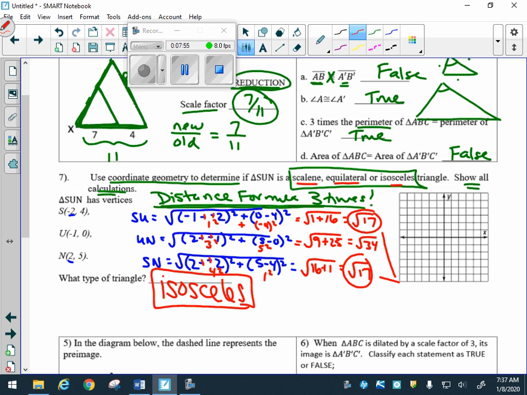Remember, the other thing you need to know how to do is determine if a triangle is a right triangle. For that, you would use slope formula and look for opposite reciprocals or 0 and undefined. Either case would get you perpendicular lines, which makes it a right triangle. If there's no opposite reciprocals, there's no perpendiculars, then that would make it not a right triangle.